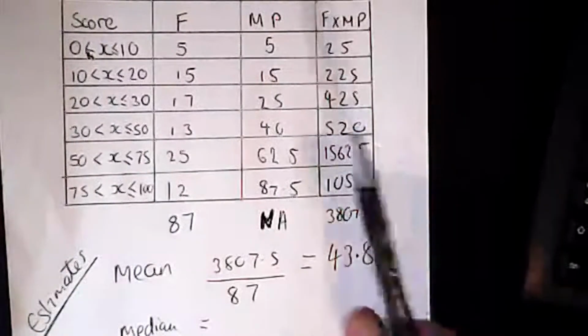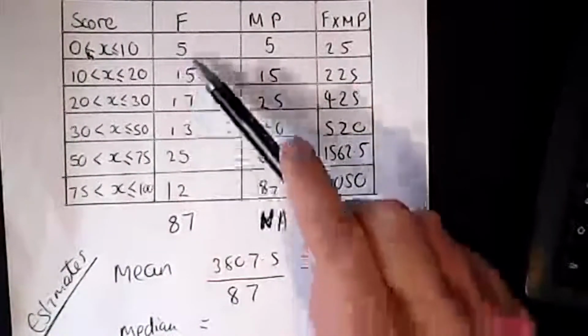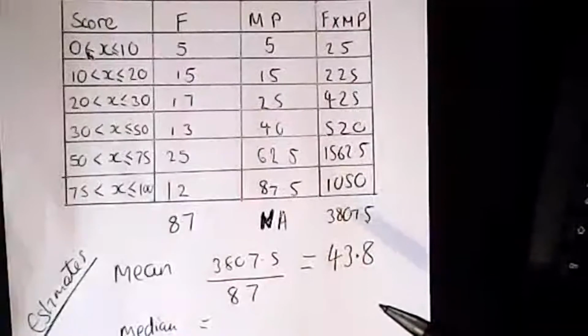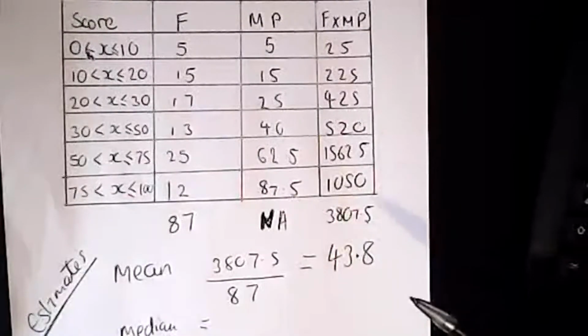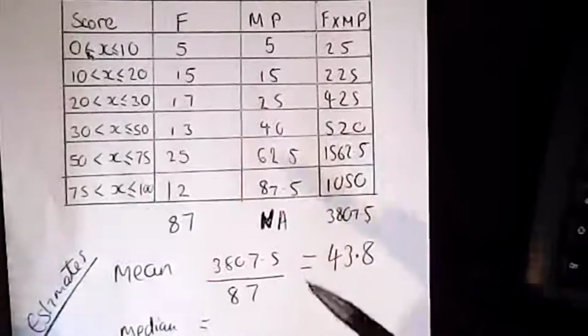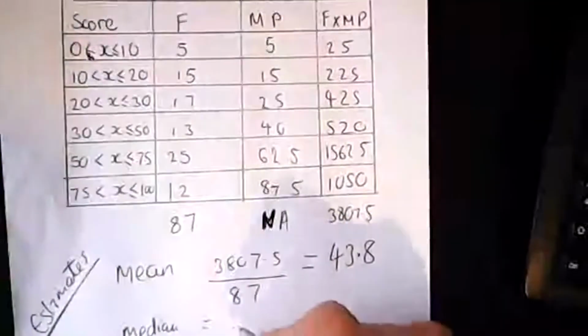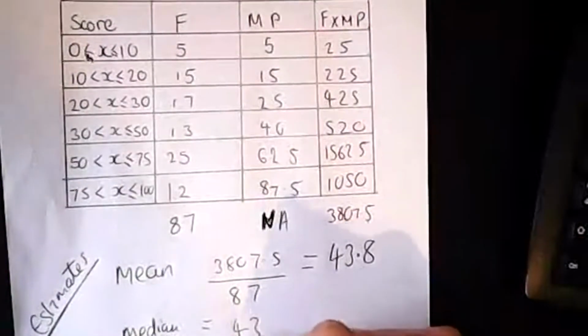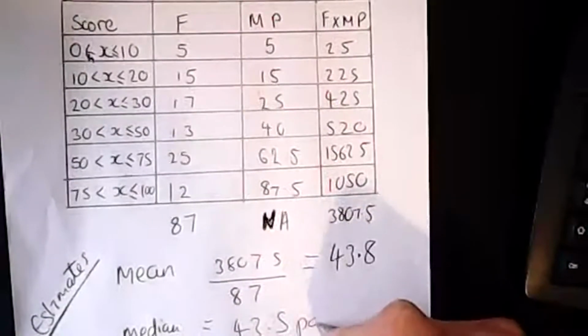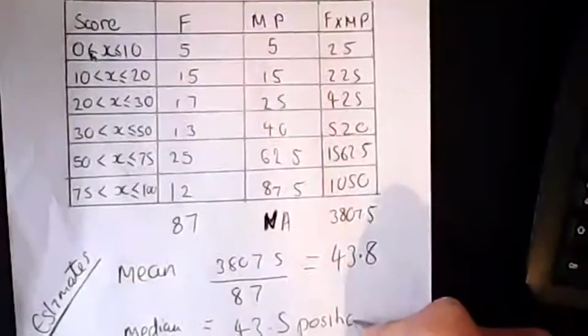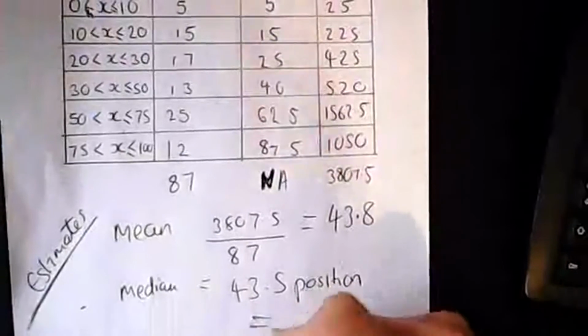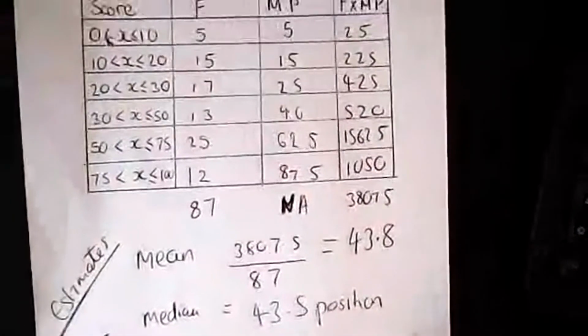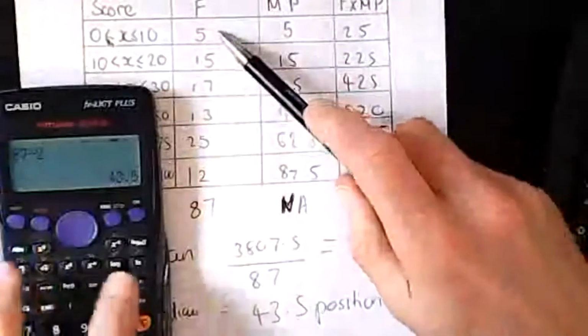So what we need to do is count up these numbers here and work out where the 43rd and the 44th person would be, and then make a judgment about what value that would represent. Okay, so let's have a look. We're after the 43.5th position. That's not my answer I'm writing down, I'm just jotting that down as my working out.